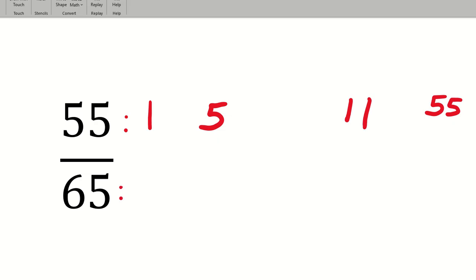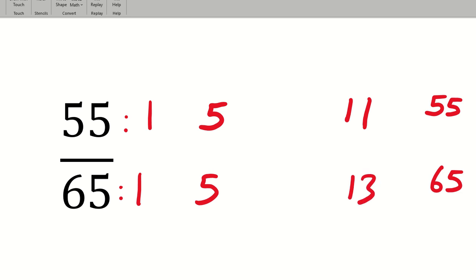Now we're going to do the same with 65. 1 times 65 is 65. 2 won't go into it. 3 won't go into it. But 5 will. Do you know how many times 5 will go into 65? That's right. 5 times 13 is 65.